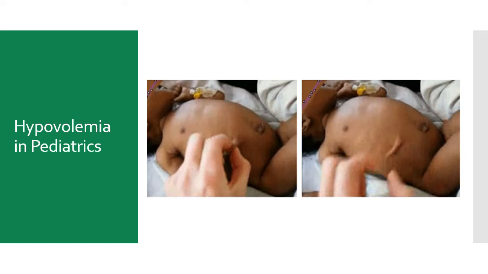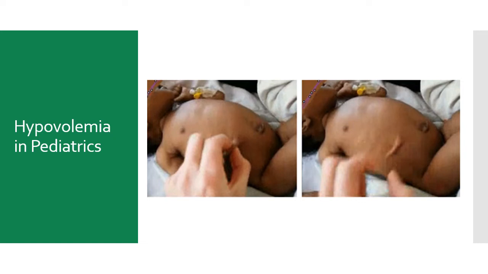So let's talk about specific things for pediatrics. This is a picture of tenting skin turgor, or poor skin turgor, on a dehydrated infant. One thing that you do need to know is that you can't trust tenting turgor in a child who's malnourished, because they will tent regardless of their fluid status.